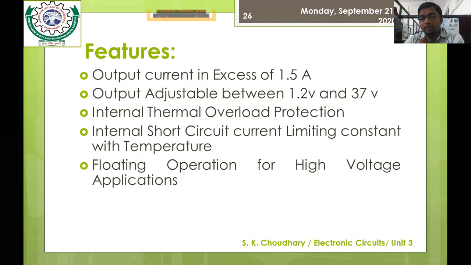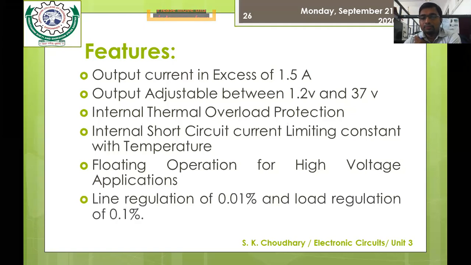It provides floating operation for high voltage application. Means this is its limitation actually. For high voltage application, this adjustable voltage regulator is not very useful because it will provide a floating value of the voltage at that time. It has a good line regulation, that is 0.01%, and load regulation is also 0.1%. So it provides good line and load regulation.